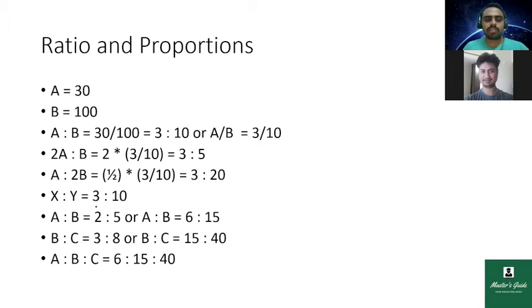And two ratios are said to be in proportion if they both are equal. So that means if A is to B is 3 is to 10 and X is to Y is 3 is to 10, then these two are said to be in proportion.